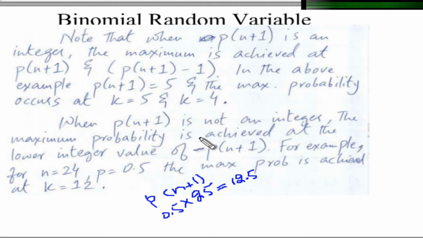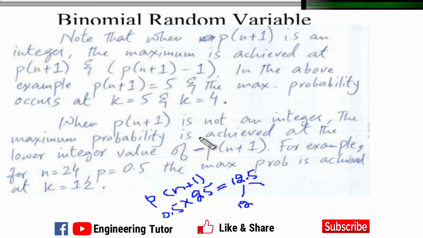As this has to be a discrete value, you have to move it to either 13 or 12. There is a command in MATLAB called floor, which will downsize this float value to 12. If you use ceil, it will move it to 13. So if p(n+1) is not an integer, you have to floor it, which gives 12, so the maximum value will occur at 12. If someone is interested, we can calculate all the values, plot them and see that the maximum value occurs at k equal to 12.